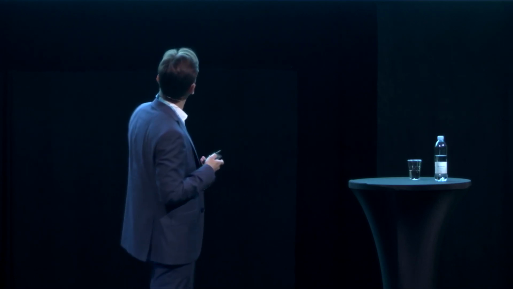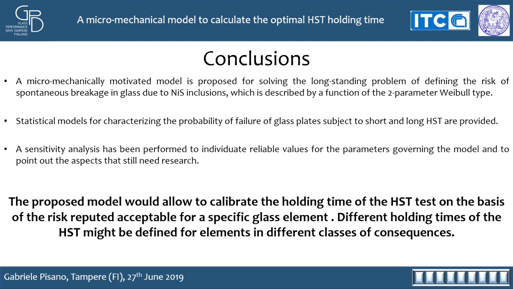So, for conclusions, a micromechanically motivated model is proposed for solving the long-standing problem of defining the risk of spontaneous breakage in glass due to nickel sulfide inclusions, through functions that are of the Weibull type. The statistical model here presented can characterize the probability of failure for glass plates subject to a shortened heat-soak test, and through this model we can quantitatively estimate the effectiveness of the heat-soak test. A sensitivity analysis has been performed to individuate reliable values for the parameters governing the model and to point out the aspects that still need research.